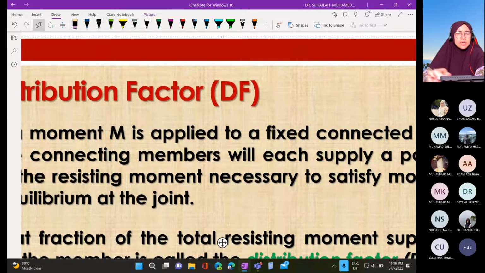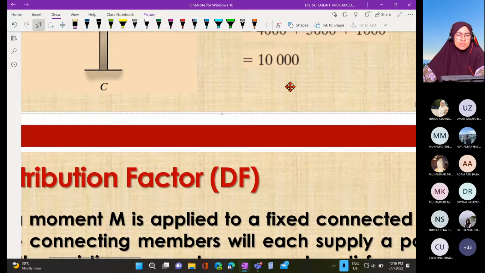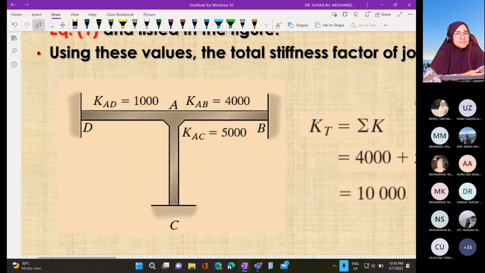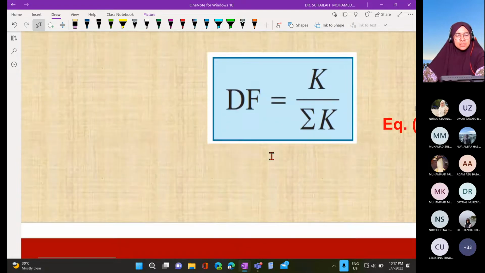So always remember, we have K for each element. That is why, in this example, it is given a value. Normally, you have to calculate this K; they will not give you a value like this. So, remember that K is for the element. This is member AD, K is 1000. Member AB, K is 4000. Member AC, K is 5000. And use the formula DF is equal to K divided by total K.